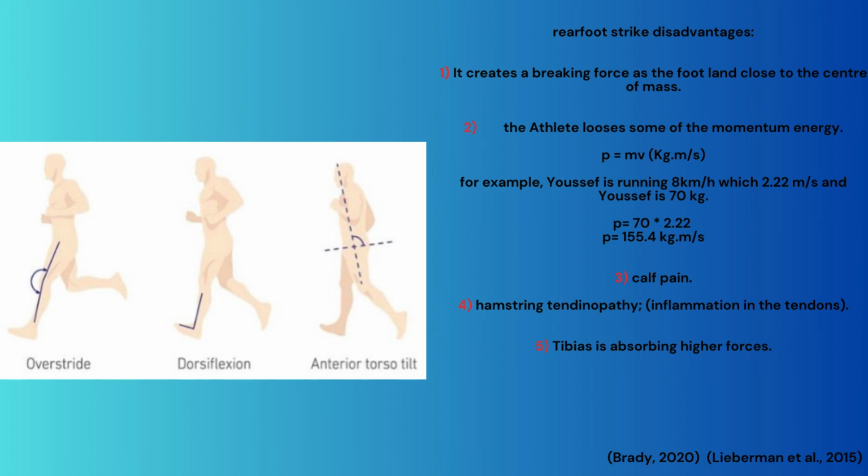and this momentum is going to decrease bit by bit, because as mentioned, the foot strike is closer to the center of body mass. This makes Yusuf, and all runners who have a rear foot strike, make more effort to move forward to the next cycle. Third, we have calf pain. Fourth, we have hamstring tendinopathy, which is an inflammation in the tendon. Fifth, we have the tibia absorbing higher forces.